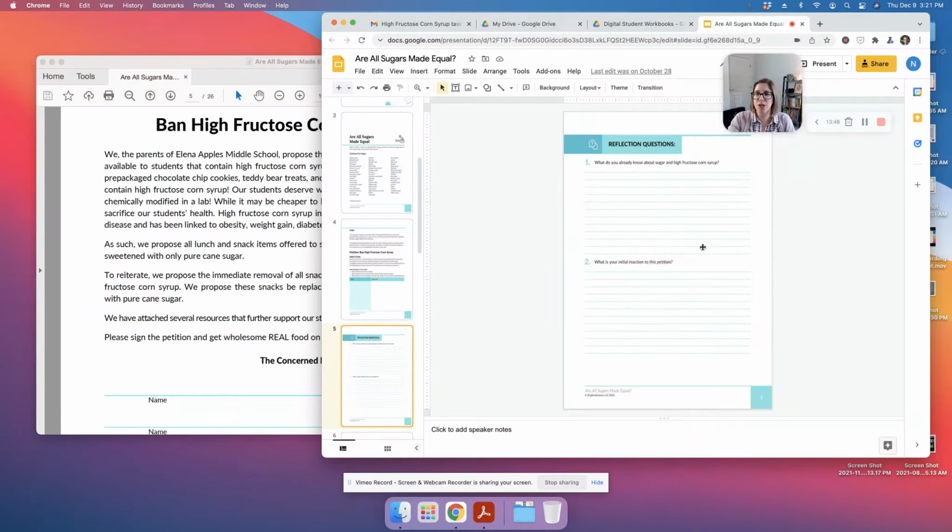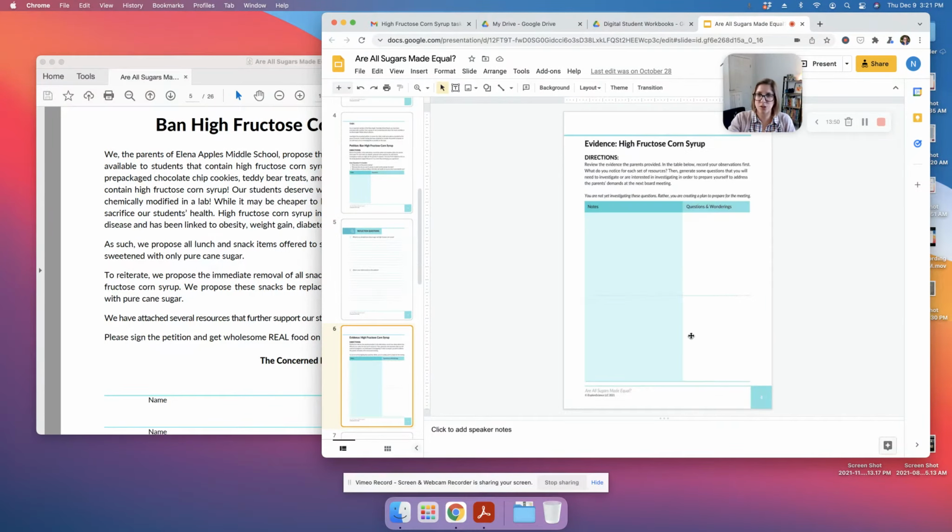Like, what do you already know about sugar and high fructose corn syrup? What's the initial reaction to this petition? Now is where the evidence comes in, and this is where your students might get overwhelmed. So we chunked that first part. That should be pretty easy going at that point.